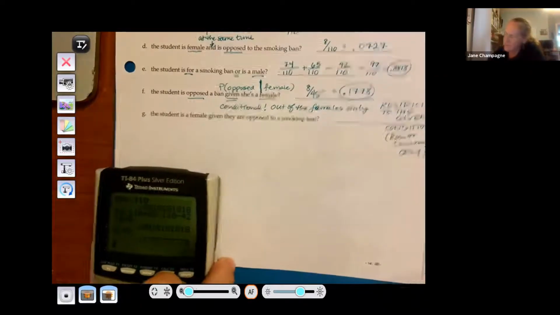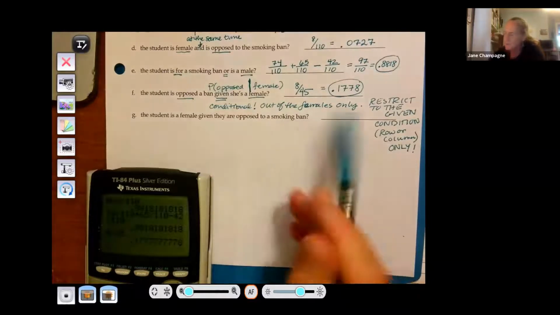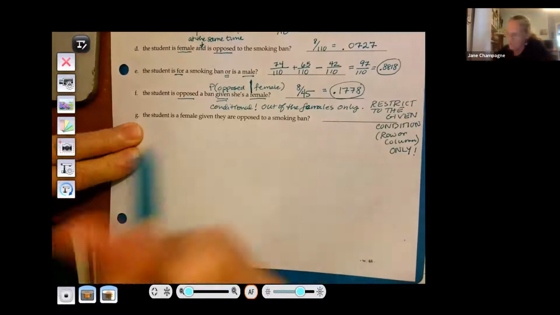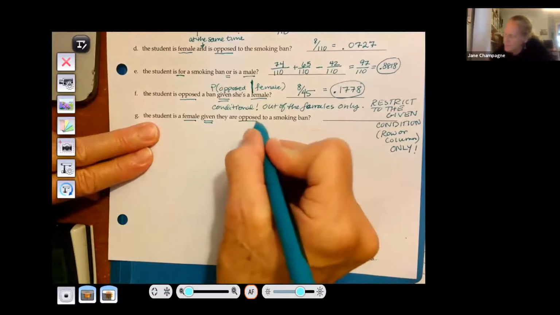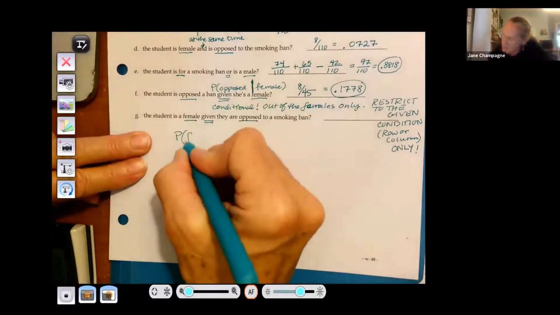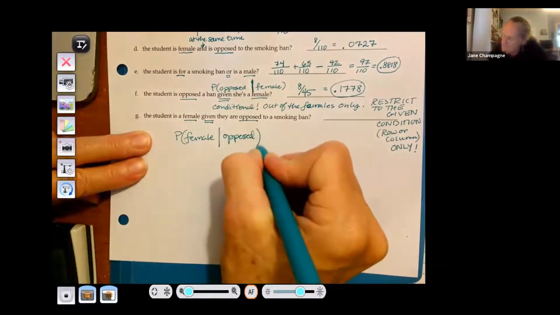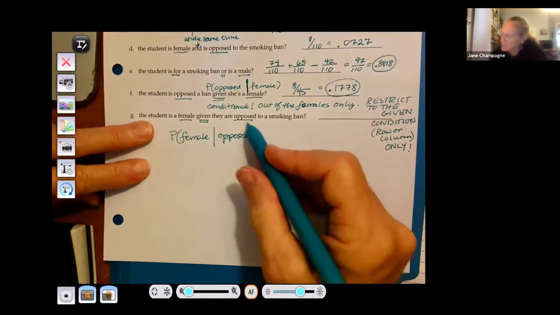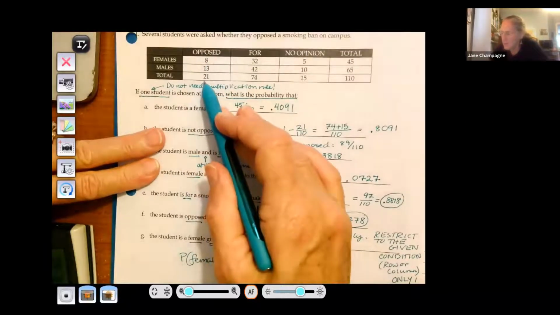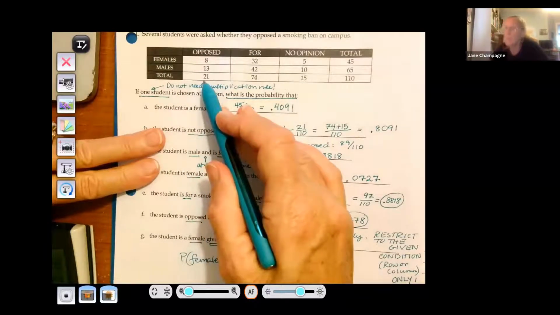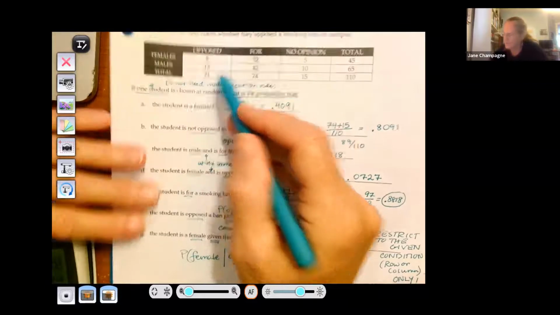One more before we take a break. What's the probability the student is female, given that they are opposed to a smoking ban? Okay, so this is the other way around, which is different. Female, given they are opposed. So this is out of the opposed people. All right, so here we're restricted to the column of opposed people. And we want to know what's the probability or proportion of females. So that's going to be 8 out of 21.